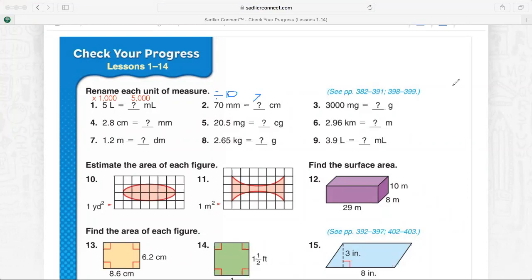Okay, in number 3, I have 3000 milligram. I want to change it to gram. Milligram is smaller than gram. So from smaller to greater, I'm going to divide, because renaming from smaller to bigger, I will divide. So go back to the table, to the blue section, from milligram to gram. From milligram to gram, I will divide by 1000. So 3000 divided by 1000 will be 3. That's excellent. It will be 3. Excellent.